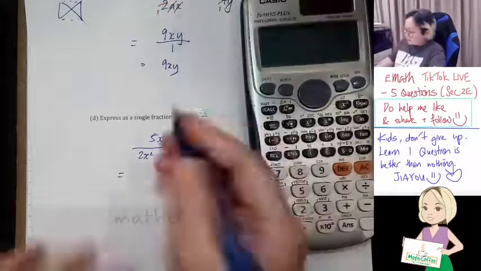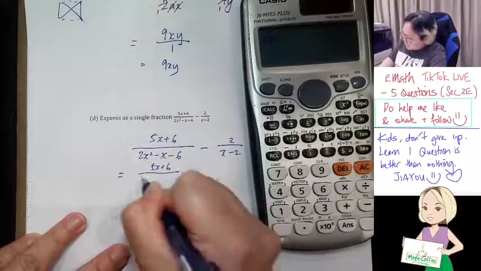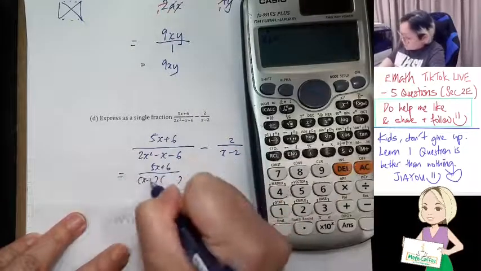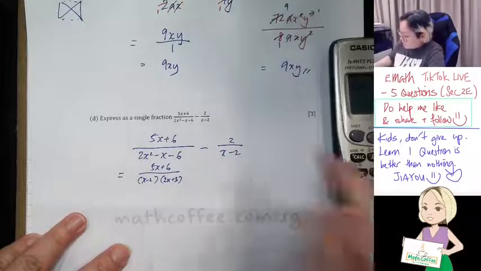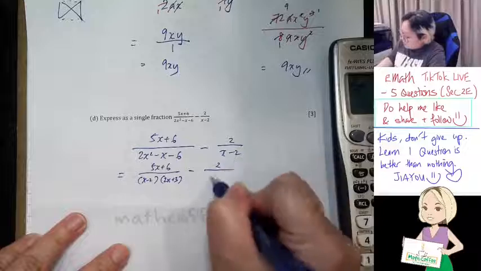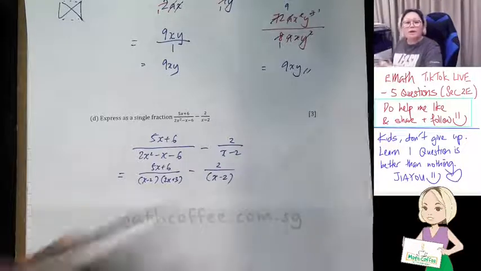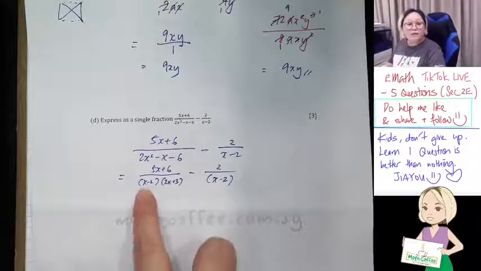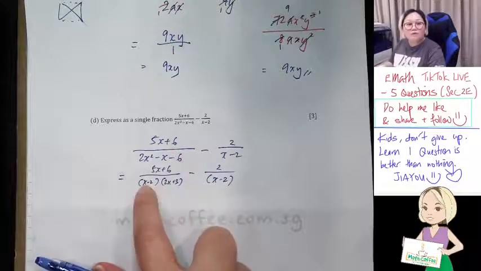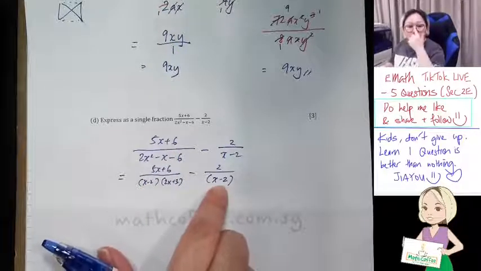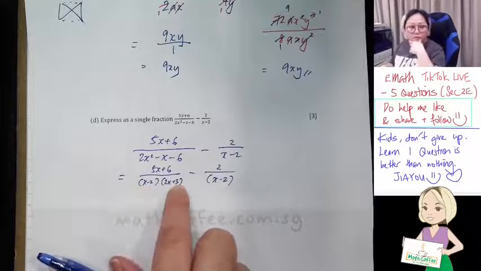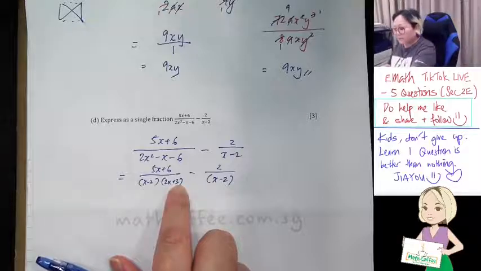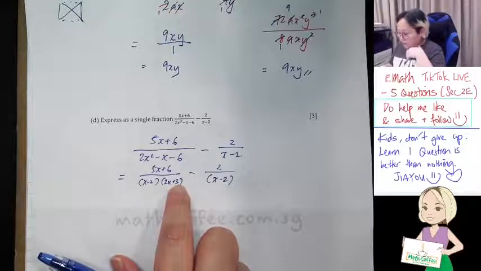So I get, this one is 5x plus 6 over 2 bracket. One is x minus 2. The other one is 2x plus 3. Okay, minus 2 over, I'm going to put bracket, this one is x minus 2. Okay, when this kind of question comes out, when you factorize this quadratic, one of them definitely will be x minus 2, understand? If you don't get x minus 2, somewhere is wrong with your cross method. Okay? Can understand? Okay, then let's move on.